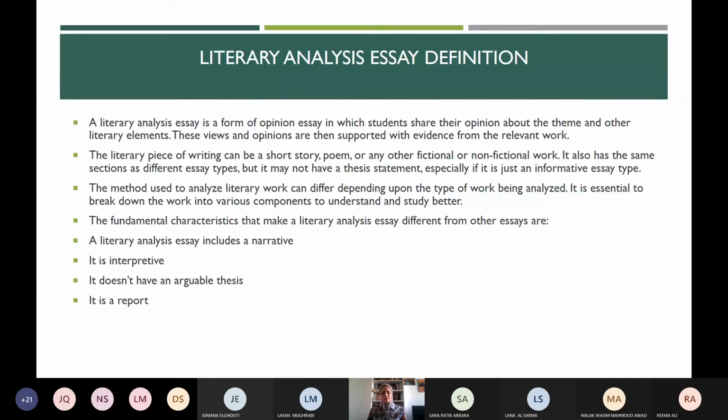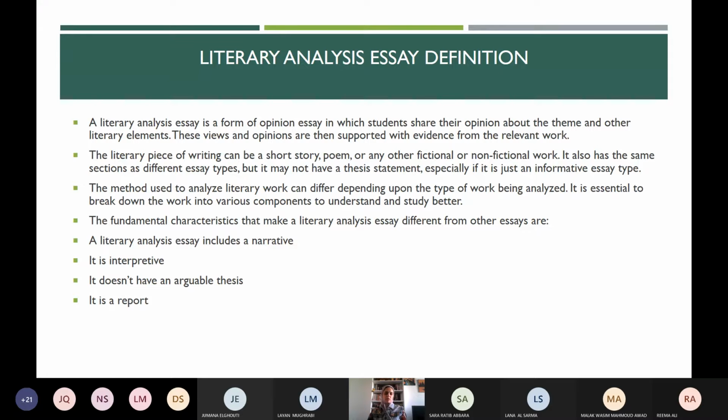The literary piece of writing can be a short story, poem, or any other fictional or non-fictional work. It also has the same sections as different essay types, but it may not have a thesis statement, especially if it is just an informative essay type. The method to analyze literary work can differ depending upon the type of work being analyzed. It is essential to break down the work into various components to understand and study better.